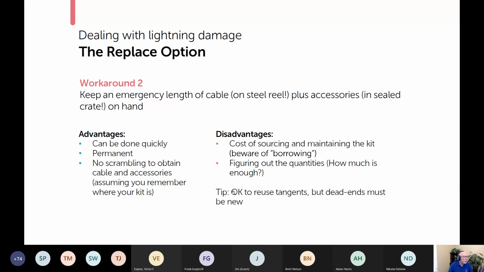Another tip about reusing the existing hardware: it is okay to reuse tangents, but in general, it's not a good idea to reuse dead ends. They really should be new. Now, if you absolutely had no other choice, yeah, okay. Maybe temporarily, okay. But in general, it's a better idea to use brand new dead ends.